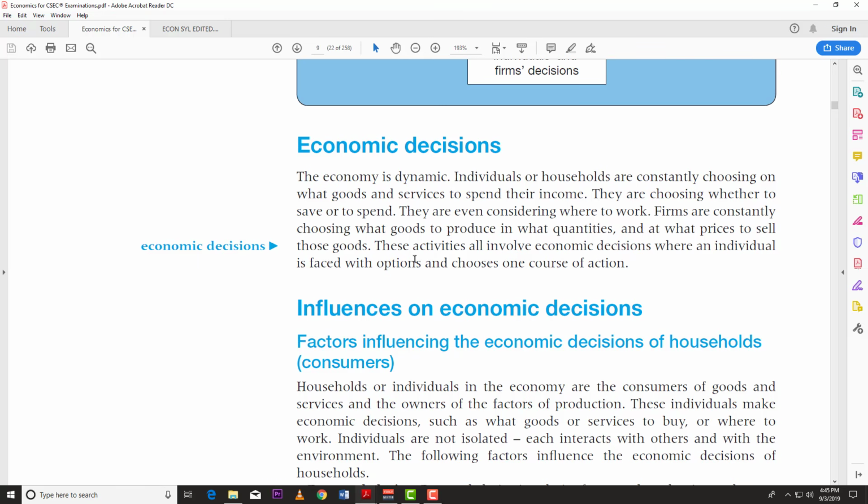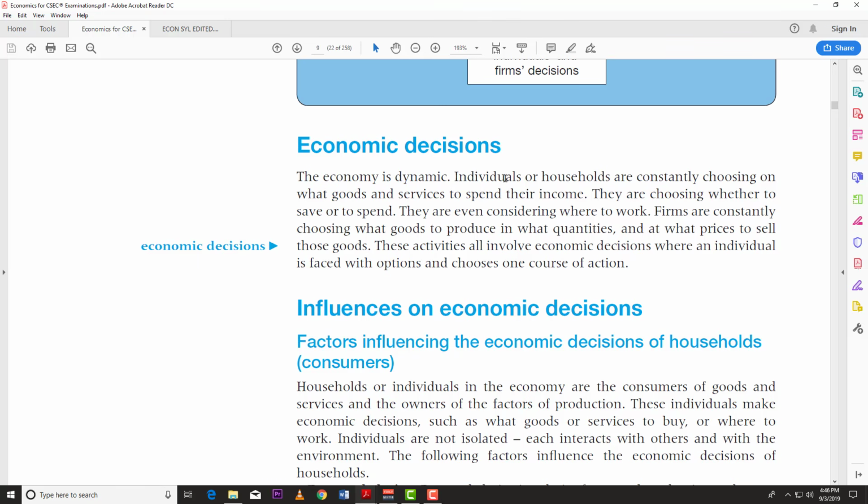Again, in the previous video, we looked at why we have choices and why we have to make certain decisions. We said the reason we have to choose is because we have limited resources. We have unlimited wants, but limited resources. As such, we have to choose carefully, based sometimes on priority.